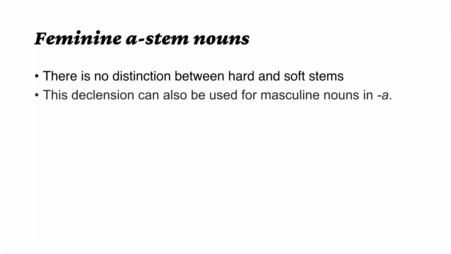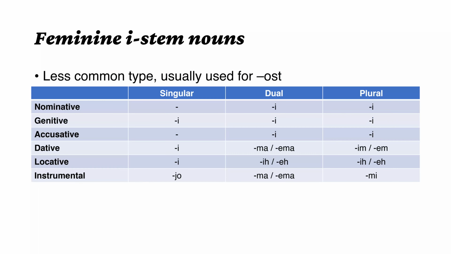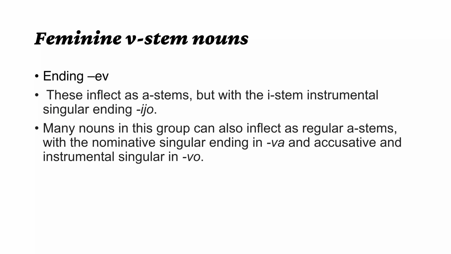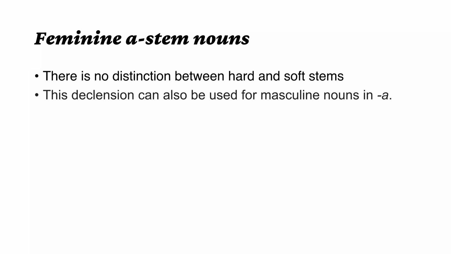Okay, up next we have feminine a stem nouns. So we have feminine a stem nouns, we have feminine i stem nouns, and we have feminine v stem nouns. Feminine a stem nouns are the most common. They do not have a distinction between a hard and soft stem, and this is also what is used when we have a masculine noun that ends with a. But these are the most common nouns, so a stem nouns.